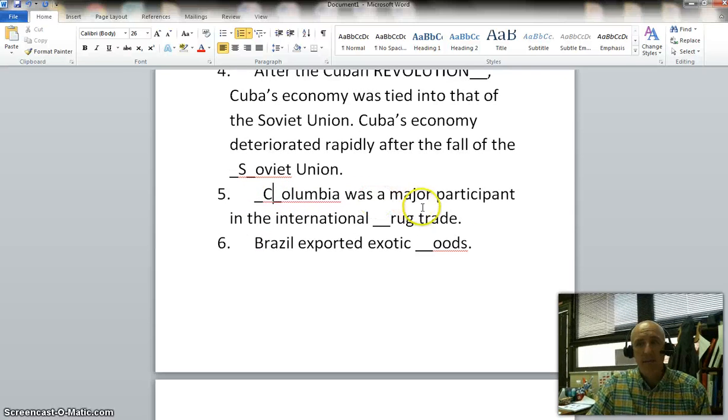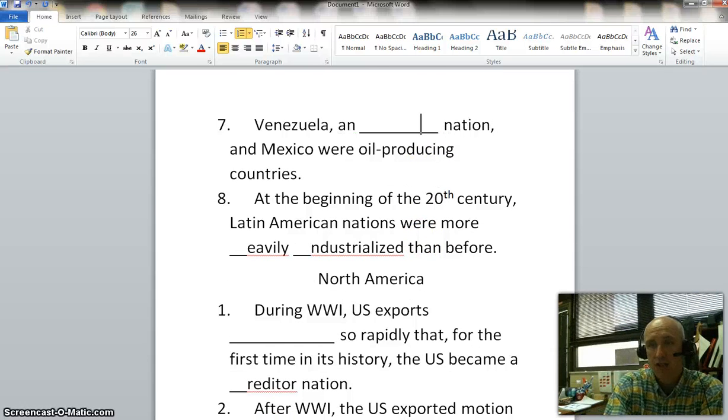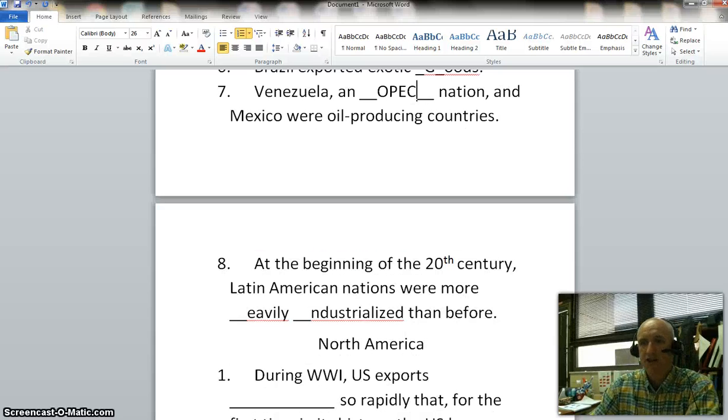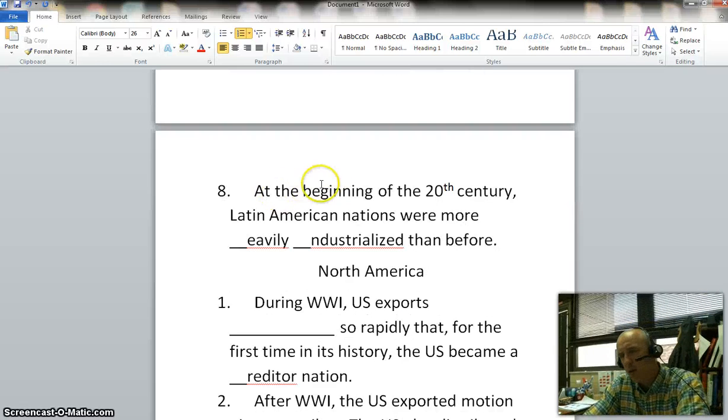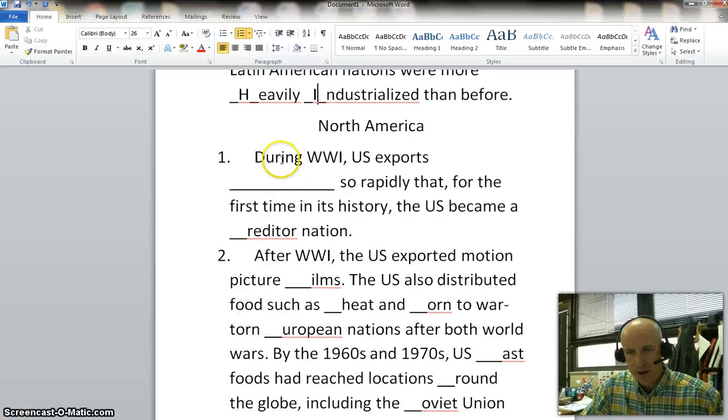Colombia was a major participant in the international drug trade. Brazil exported exotic goods. Venezuela, an OPEC nation, and Mexico were oil-producing countries. At the beginning of the 20th century, Latin American nations were more heavily industrialized than ever before. That's Latin America. And global trade in North America.